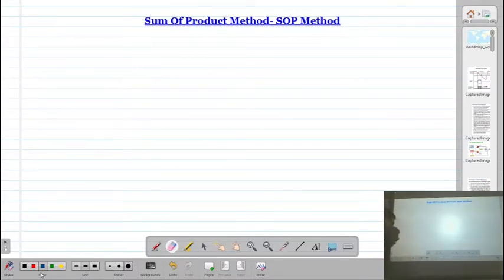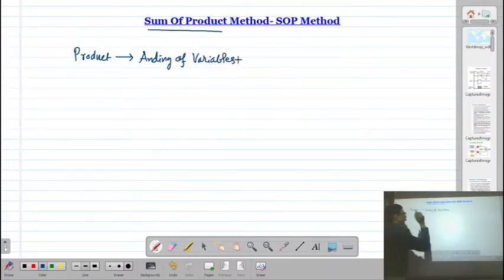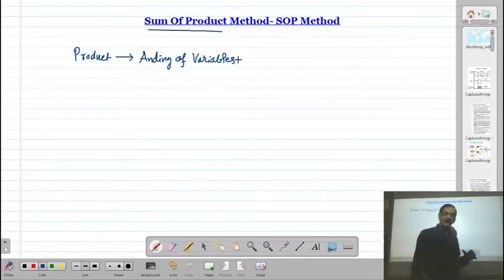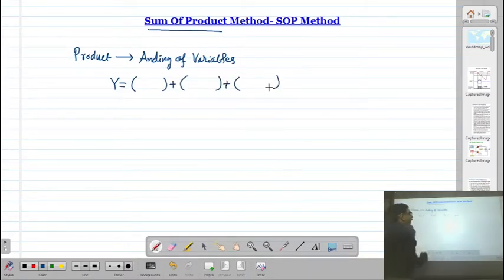First of all, we will discuss the sum of product method. Remember, the first one is the sum of product method. Now what is a product? Product means it is nothing but ANDing of the variables. Here the product doesn't mean an algebraic product, but in Boolean algebra we have ANDing of the variables. Whatever variables produce the output of the circuit, you have to take the ANDing of those variables. And then you have to take the ORing of these products, or you can say it is a sum of the products.